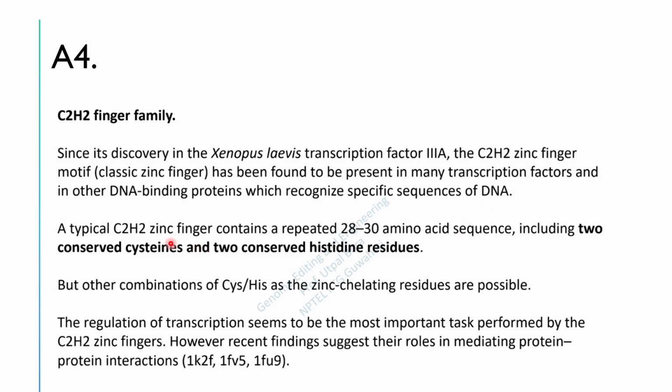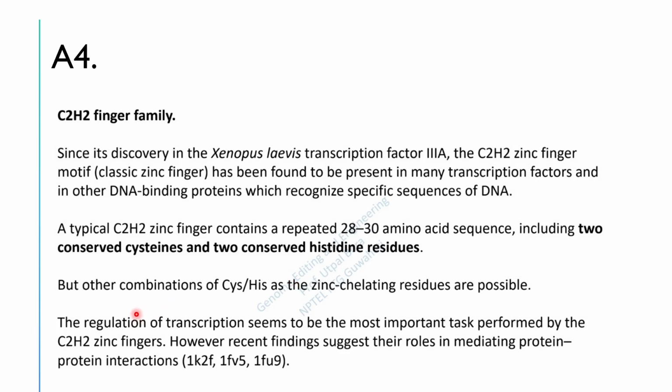A typical C2H2 zinc finger contains a repeated 28 to 30 amino acid sequence, including two conserved cysteines and two conserved histidines. As the name suggests, C2 means two conserved cysteines, H2 means two conserved histidines. Okay, but other combinations of cysteine and histidine as the zinc chelating residues are possible.